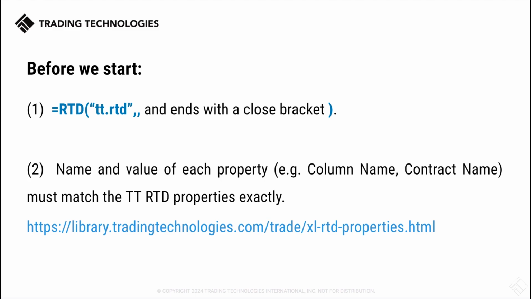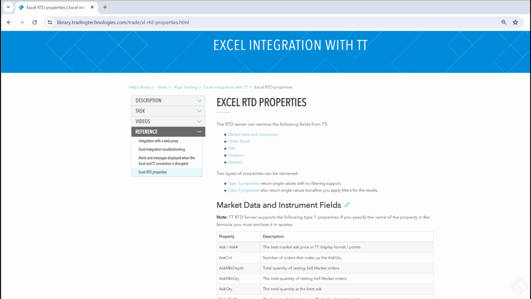Second, the name and value of each property, such as column name and contract name, must match the TT RTD properties exactly, including letter case, spaces, and special characters. For a list of supported fields, see the Excel RTD property section on our help library.